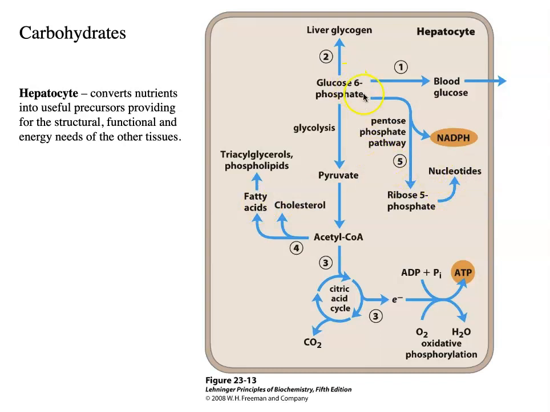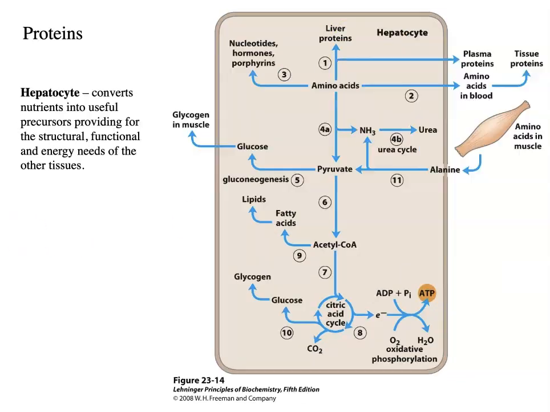Now, if that glucose 6-phosphate was a product of glycogen degradation, then obviously the glucose 6-phosphate will be exported into the blood to supply the entire organism with the necessary glucose. And I should have mentioned this before, when we had glucose in excess, some of that glucose will be stored as liver glycogen.